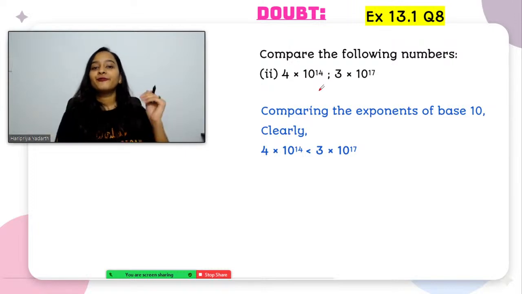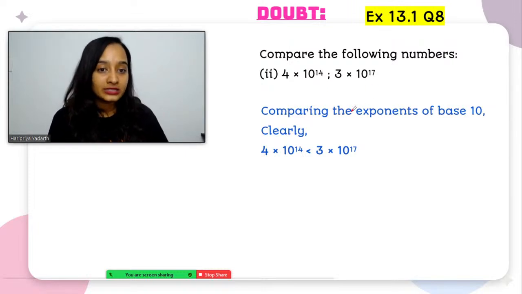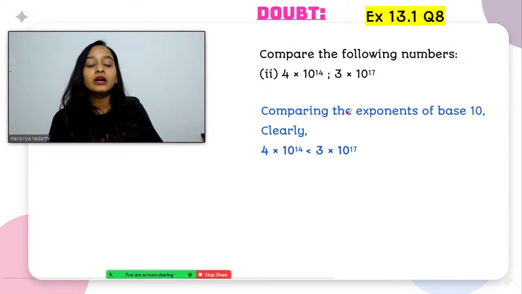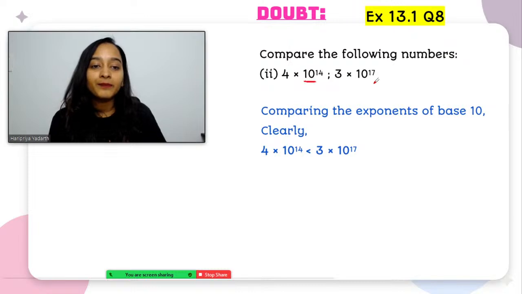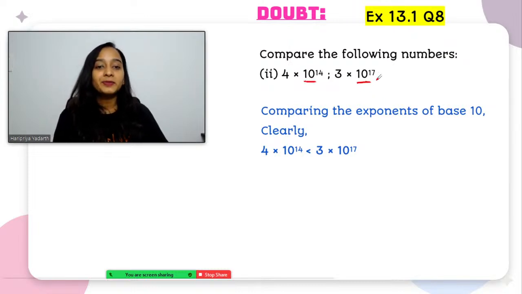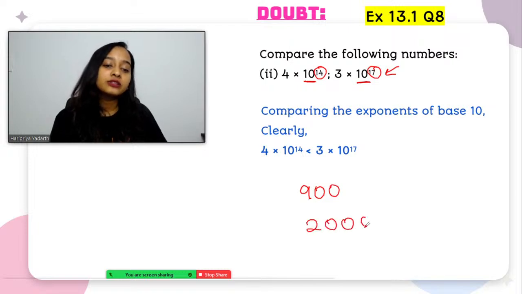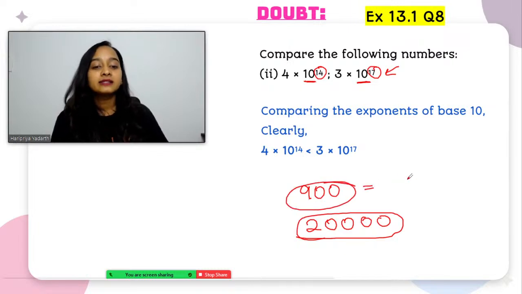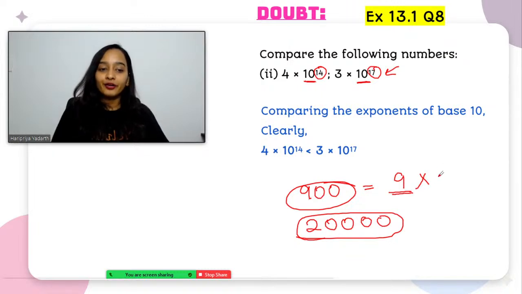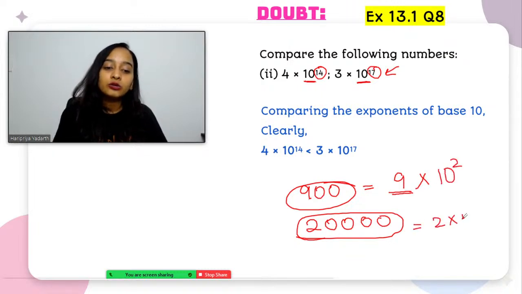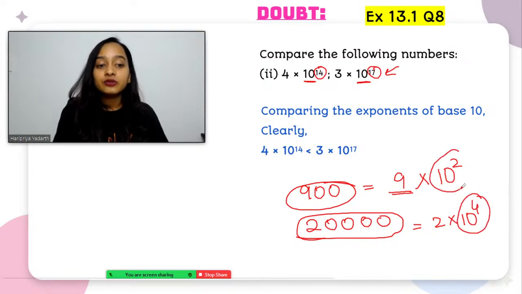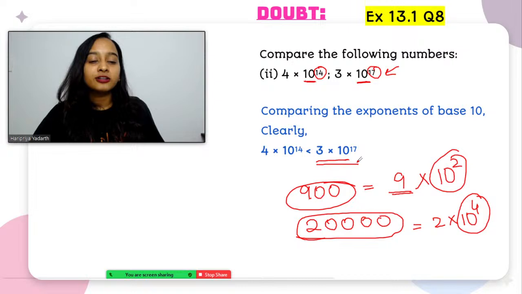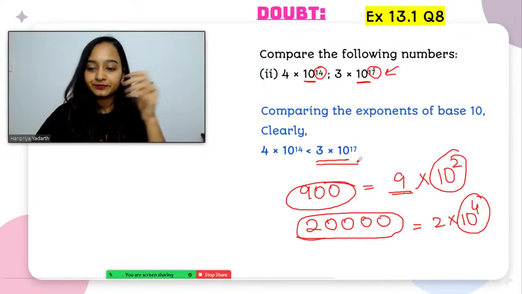Next, exercise 13.1 question number 8. Now you have to compare 4 to the power 4 multiplied with 10 to the power 14, and 3 multiplied with 10 to the power 17. Clearly, when you compare the bases, here the base is 10, so when you compare the exponents, you have more zeros here. Suppose you have 900 and 20,000. Now clearly this 20,000 is greater than 900, right? Because let the number be whatever, 10 to the power 2, and here it is 2 into 10 to the power 4. It has more zeros, so clearly 3 into 10 to the power 17 is greater.